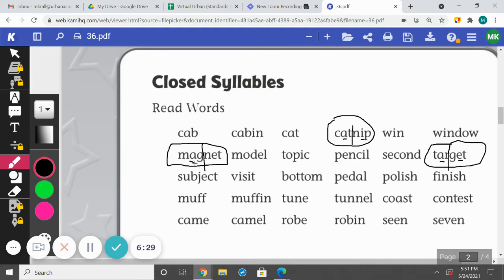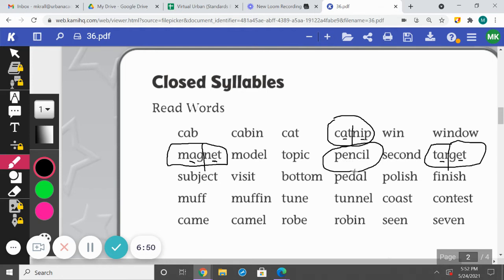We have an A, but look, it's closed in by that G. Ag, short A. And let's find our vowel in our next syllable. It's an E, but it's also closed in by that T. So et. It's going to be short because it's closed in. Last one I want to look at for closed syllables.